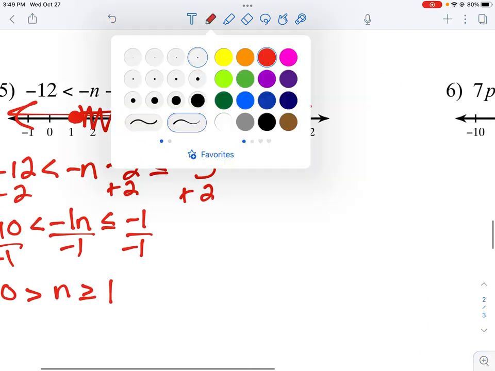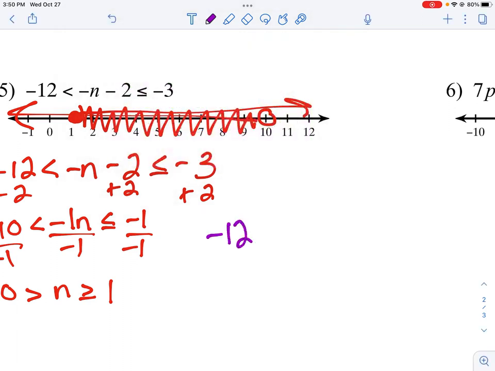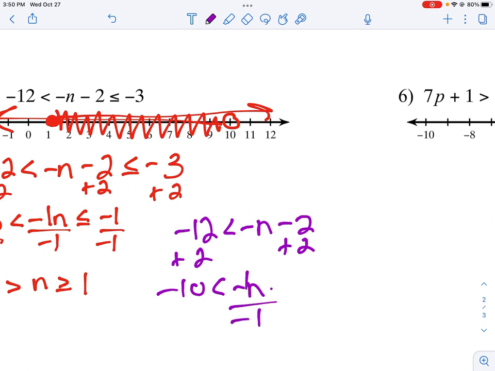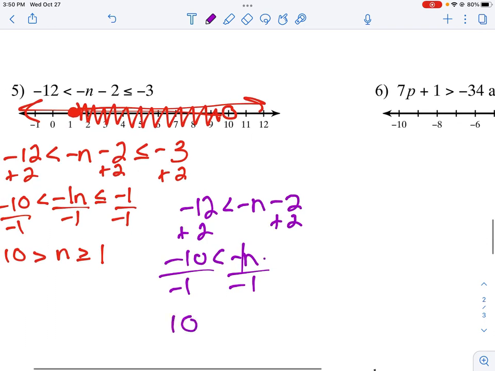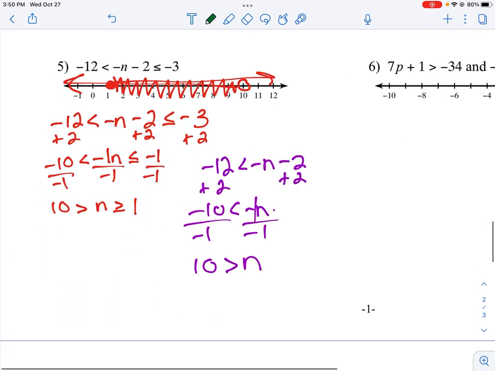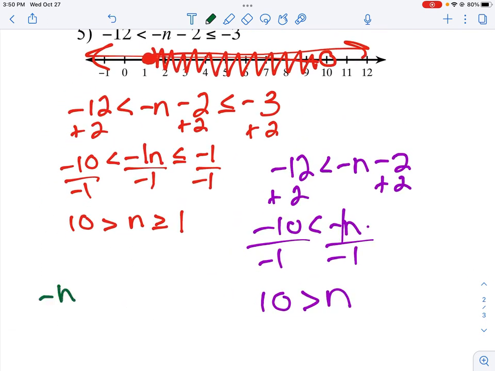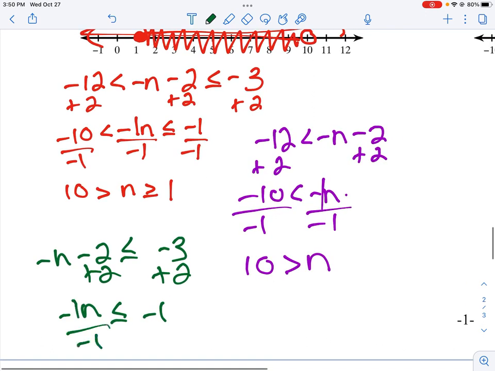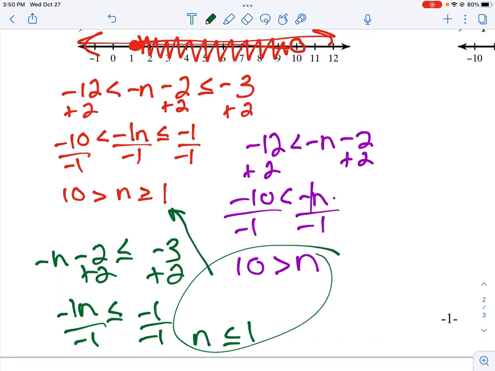Okay. And then if you wanted to separate them, you would get negative 12 is less than negative n minus 2. Divided by negative 1. And then we'll do the other one in green. Negative n minus 2 is less than or equal to negative 3. So you guys can kind of see how it really doesn't matter. And then obviously we put those together and that will get you that, and same graph.